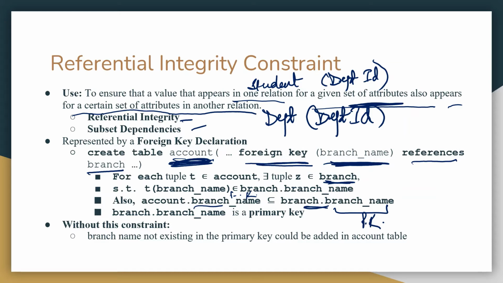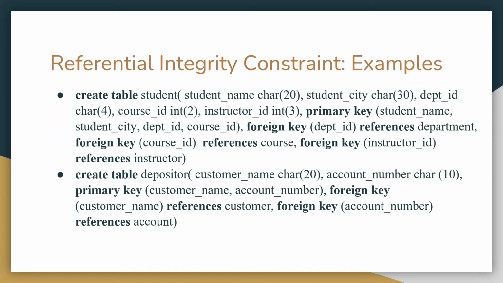Okay, and without this constraint, what if we do not apply this constraint? Then we may have a branch name in the account relation which does not exist in the branch relation. Okay, so we will have a loss of database integrity, which will create database inconsistency, leading the database into an inconsistent state. Okay, let's see some more examples.